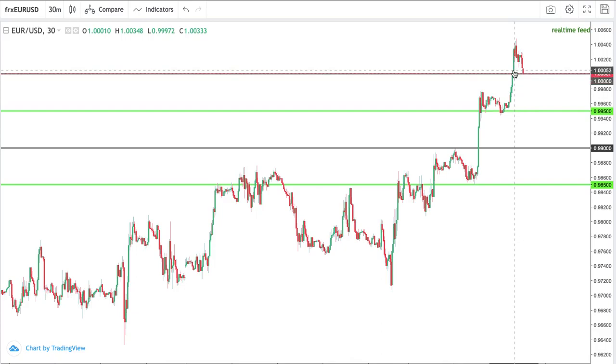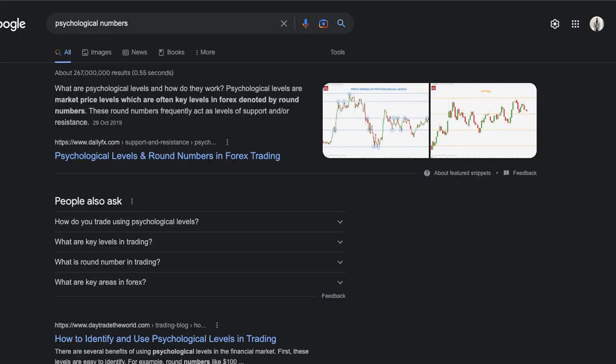First of all, before we move further, let us look at the dictionary explanation of psychological number, what psychological number actually stands for. So from here you can see that psychological numbers are levels in the market, and they are denoted by round numbers in the market.